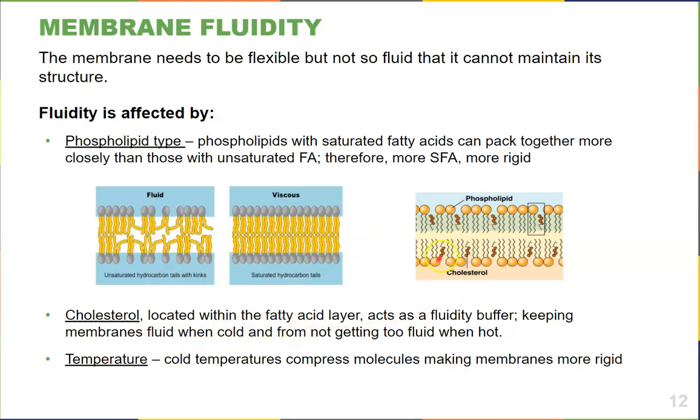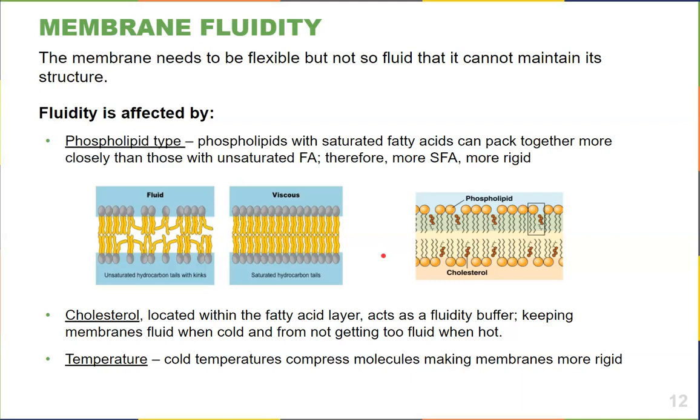So cholesterol is a little molecule that gets embedded in the tail region. So remember, cholesterol is a lipid. It does not like water. It's hydrophobic. So it's going to be in the center of the phospholipid bilayer. Now, cholesterol adds a little bit of space between phospholipid heads, and that allows the membrane to be more fluid. So this is really good for animals that are subjected to cold temperatures, like cold water fish.